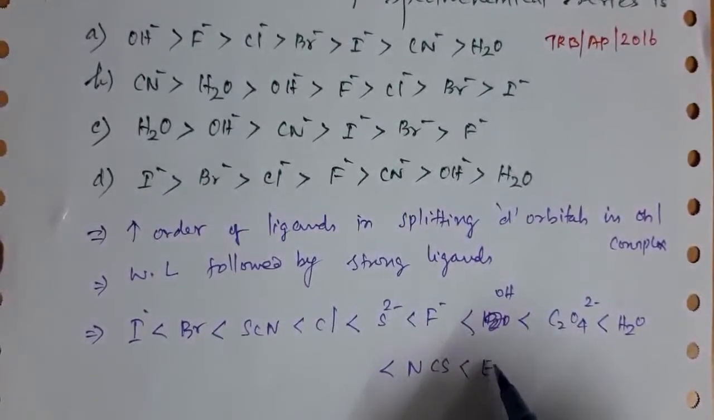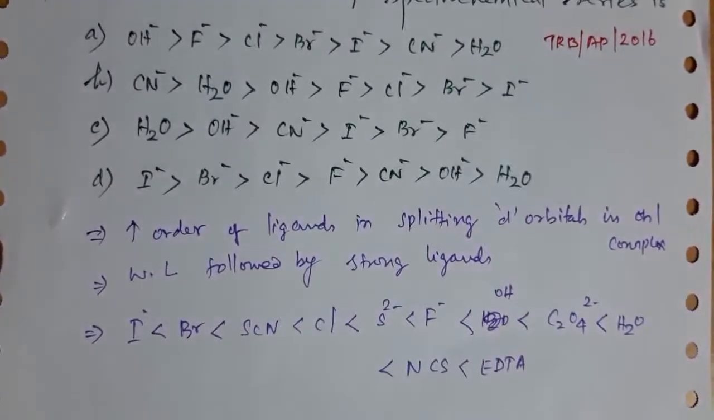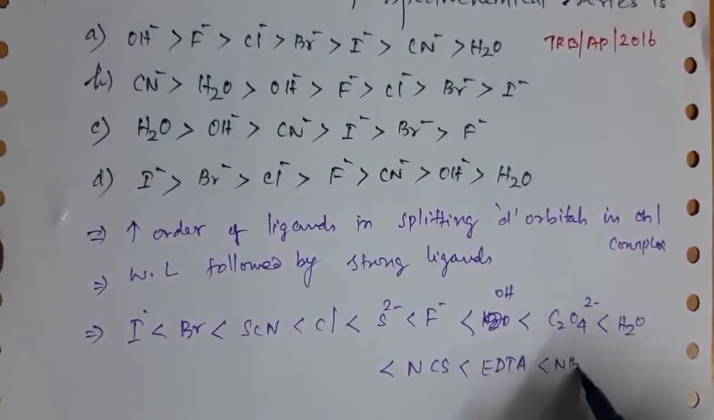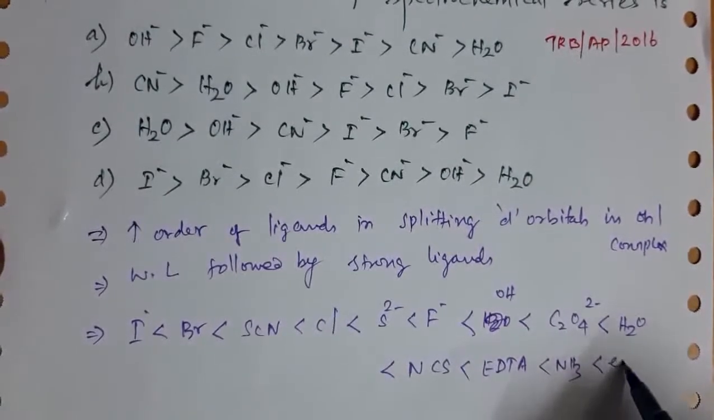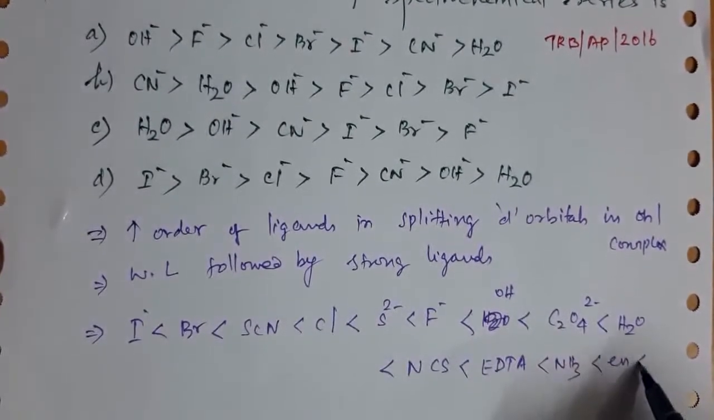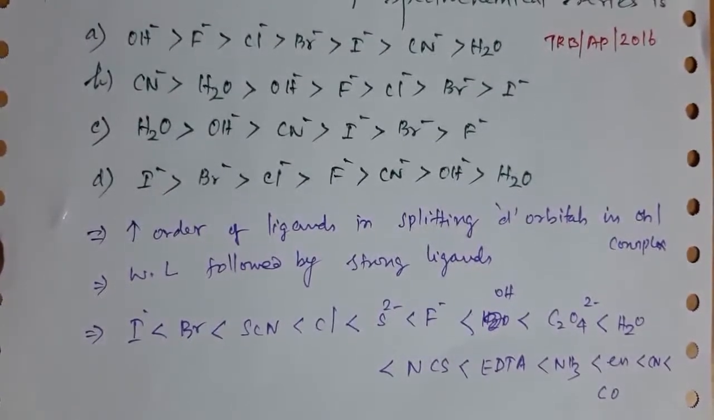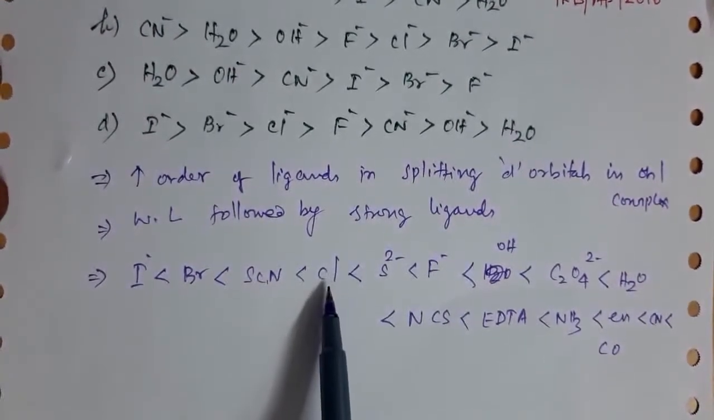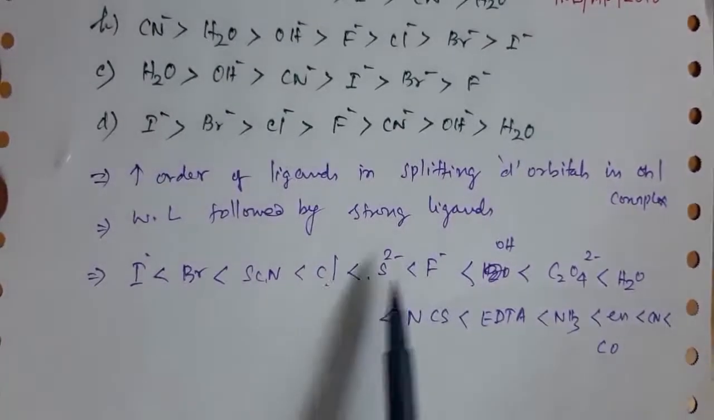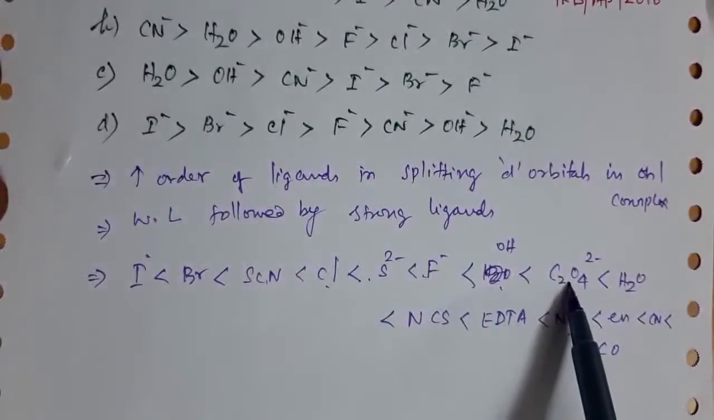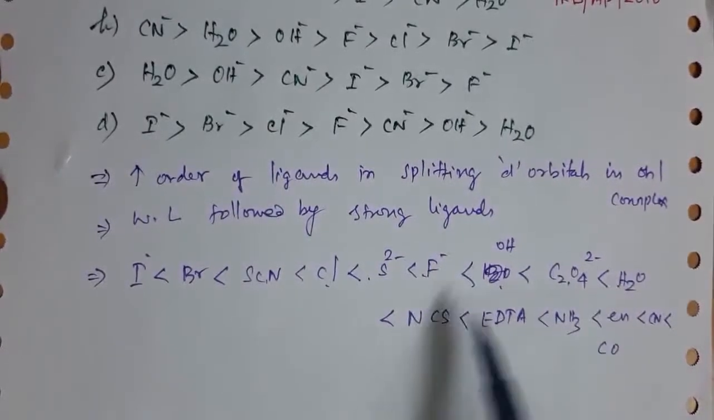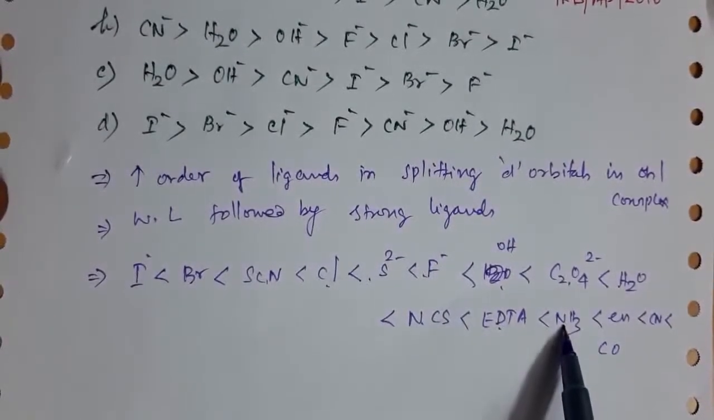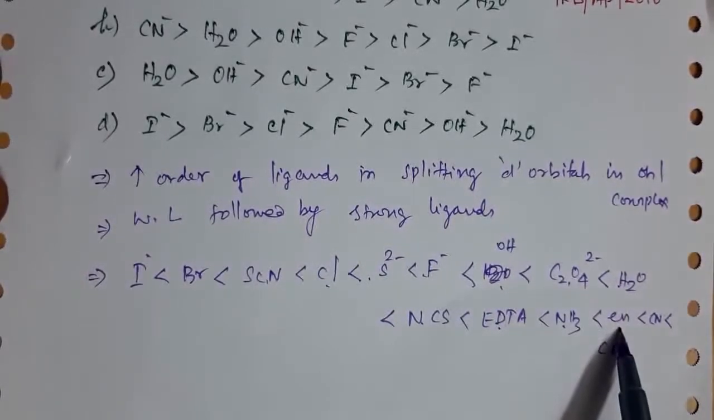Then essence, EDTA. Along with that are ammonia, en (ethylenediamine), CN (cyanide), and CO (carbonyl). So it is a mnemonic to remember the spectrochemical series. I brought some colorful sweets for home containing water, nuts, essence, along with en, and CN, CO.